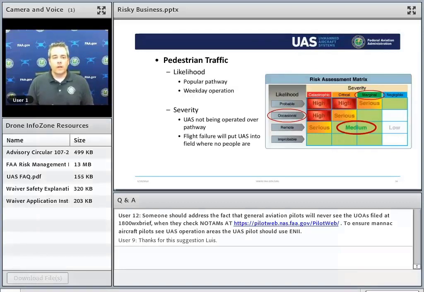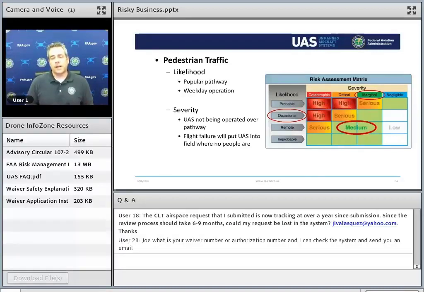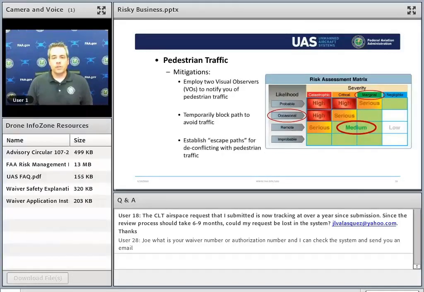So what's the severity? Well, I'm really going to try to keep my UAS off the pathway, off to the side. So it's never directly over anyone. But in addition to that, I'm going to have my flight failure modes programmed to go away from the path. So even if somebody comes down that path and I'm not expecting, I'm going to say the severity of that event to me would be marginal. So that puts me in the medium risk category. I'm still going to provide mitigations. I'm still going to identify this hazard either to my company or to the FAA in my waiver application, but I'll provide sufficient mitigations moving forward.